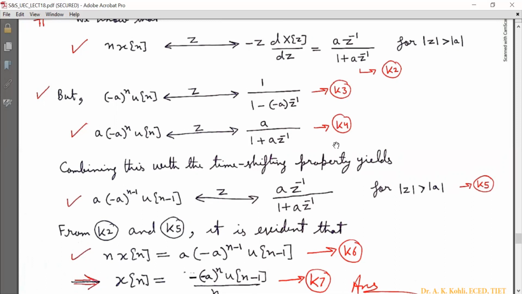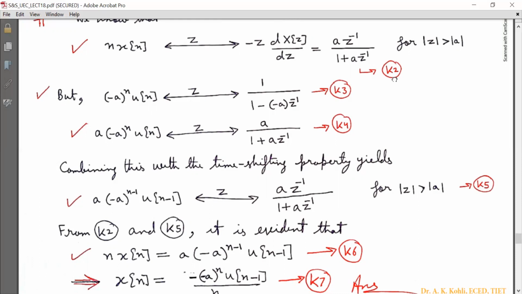Consider equation K4, use the time shifting property, that is a(-a)^(n-1) u[n-1] instead of u[n]. Now, time shift by 1 unit, so its Z transform is a z^-1 divided by 1 + a z^-1 for magnitude of z greater than magnitude of a.